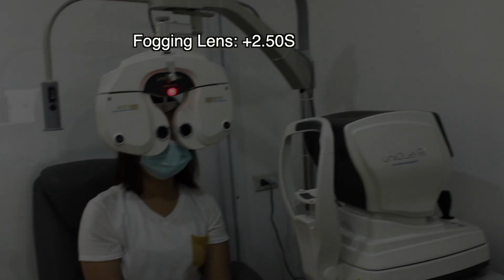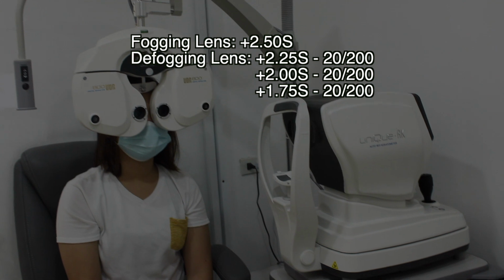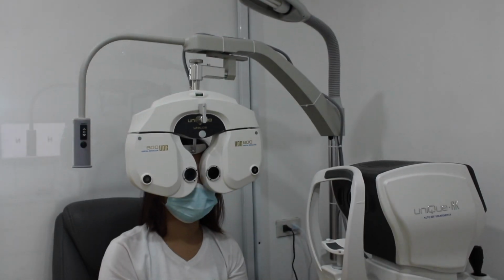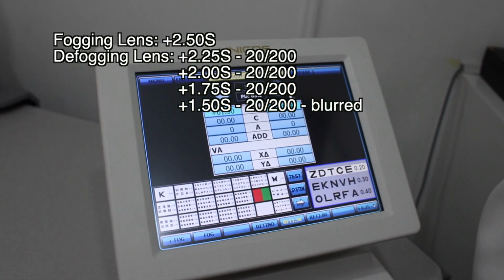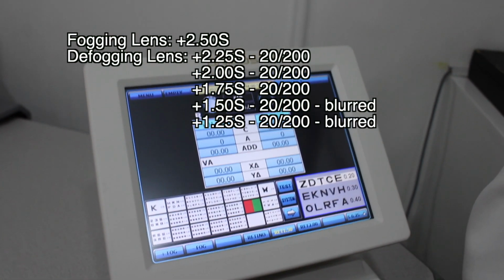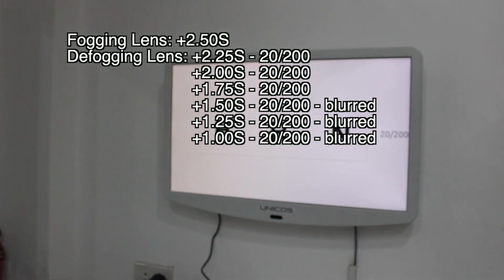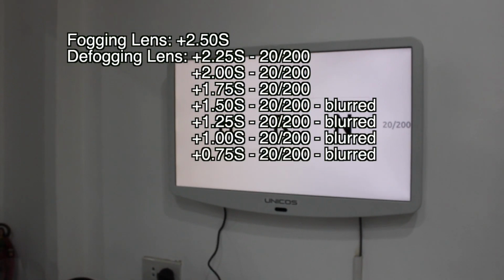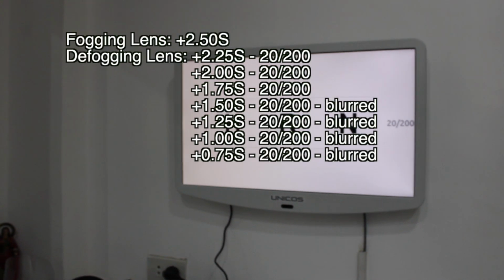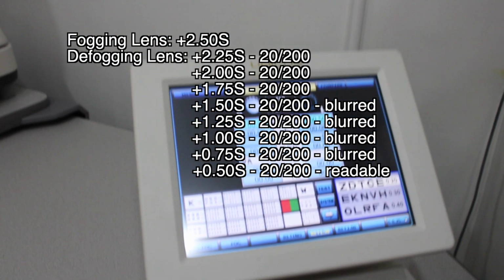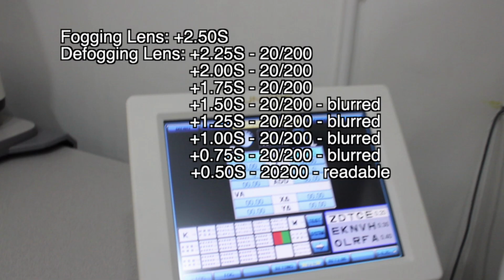In this method, the examiner will reduce the amount of plus lens until the best visual acuity is attained. The patient is having difficulty in seeing the 20/200 line with a +1.50 sphere lens. Therefore, the examiner should reduce the plus lens power until the patient is able to read the 20/200 line. The patient is now able to read the 20/200 line with a +0.50 sphere lens.